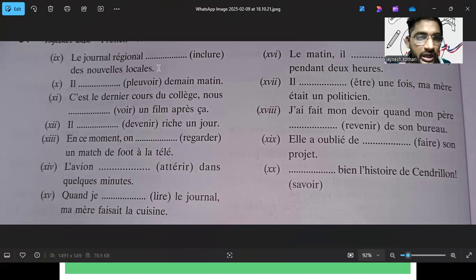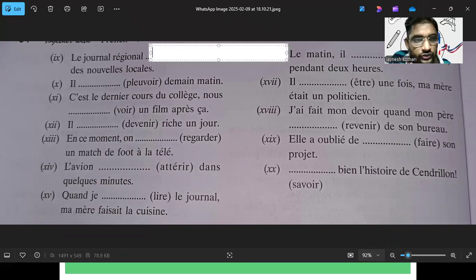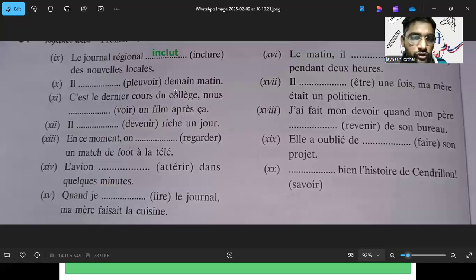It says, the Journal Régional, the regional newspaper, include local news. Okay, now this is present tense, so it will be include. This is an irregular conjugation. You have to learn the conjugation. It's present tense: the regional newspaper includes local news. Since there's no indication given, you use present tense because we have no other option. That's why I'm using present tense over here.